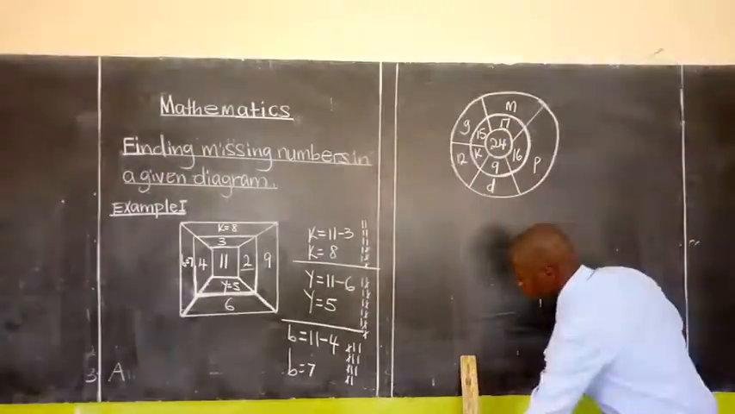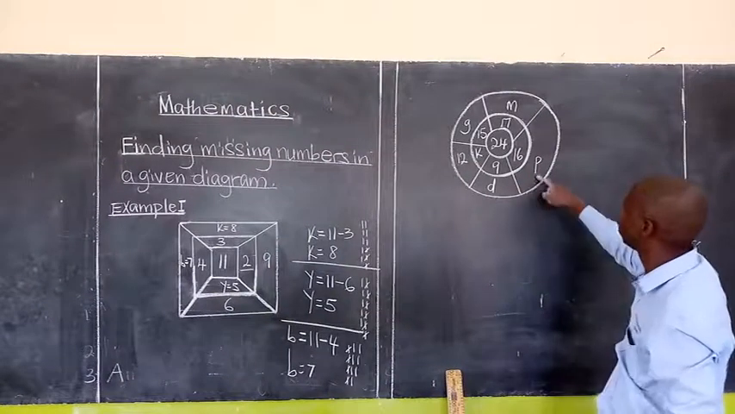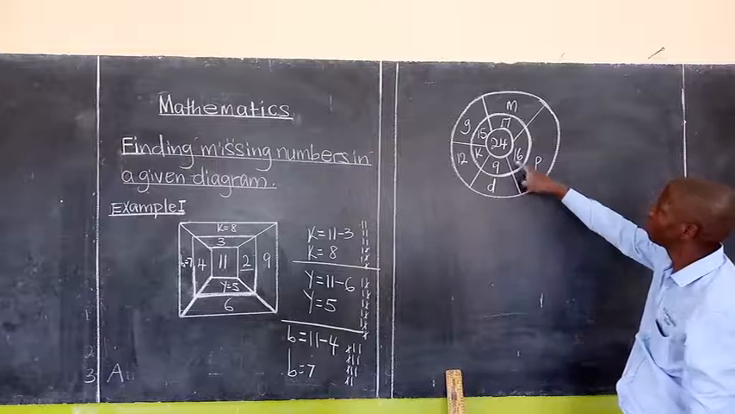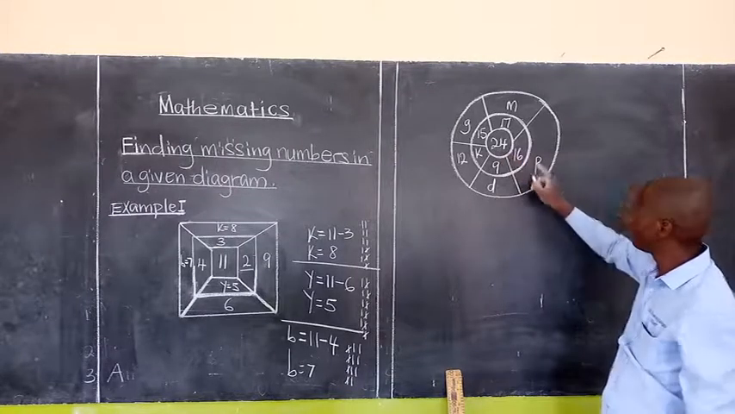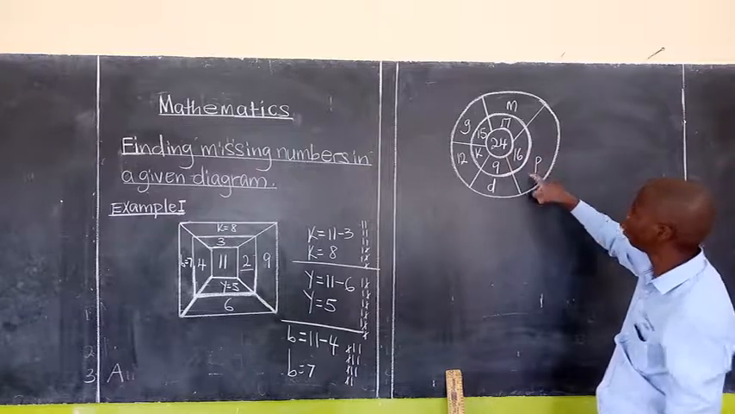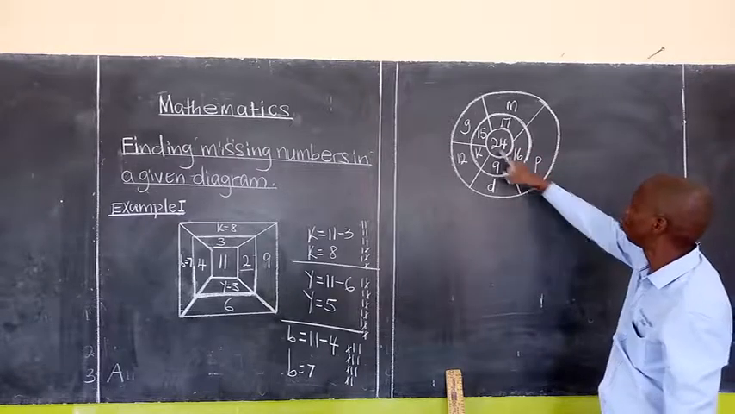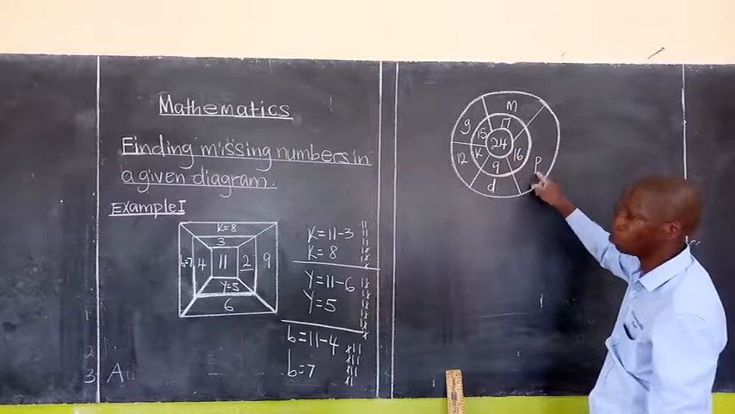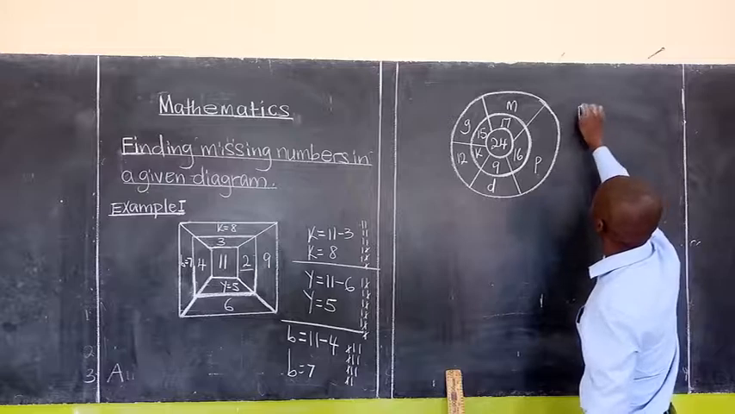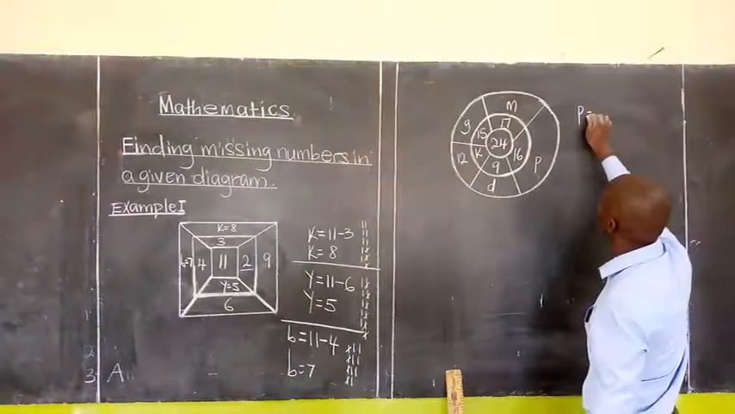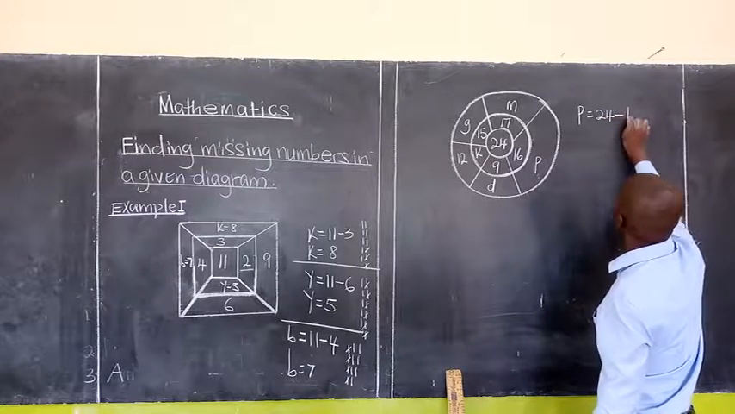So now we have to find out what is here. When you add P plus 16, you will end up getting 24. So what do you add to 16 to get 24? That's what we are looking for here. So we shall get our value of P by subtracting. So it is 24 subtract 16.